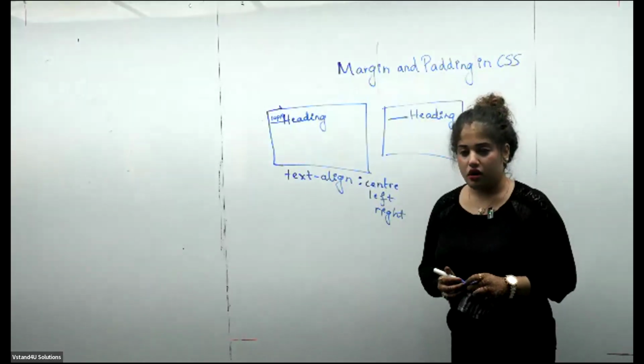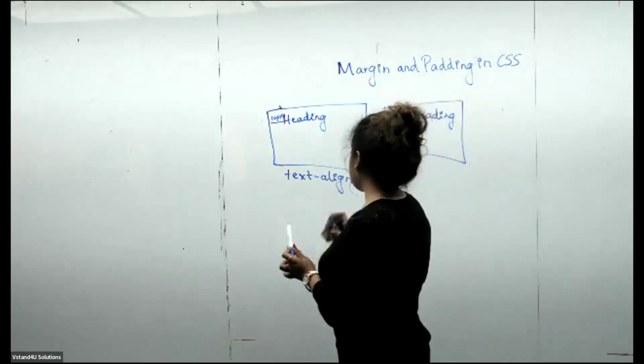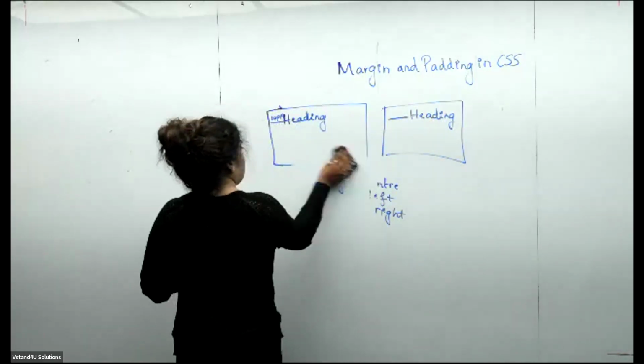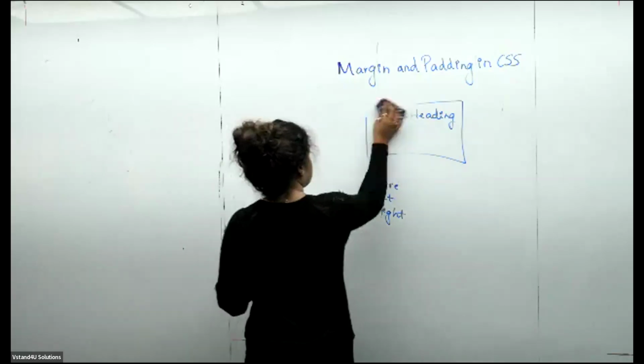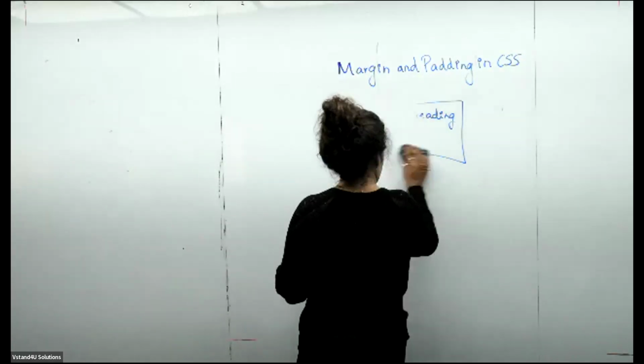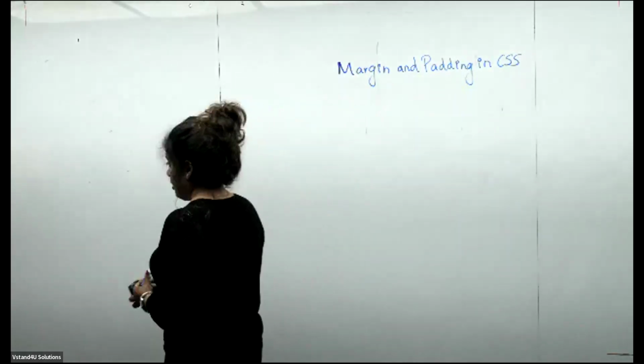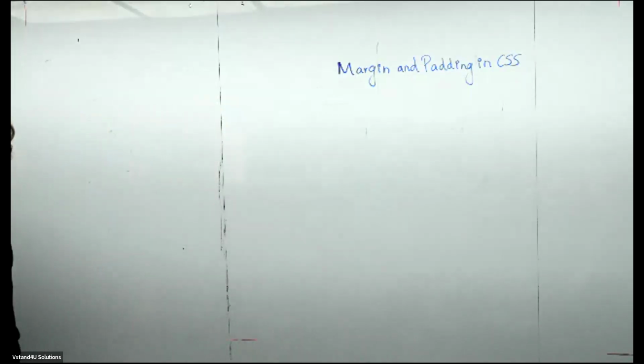Clear? Done? Now let us consider one HTML structure. Let us consider online students. Are you understanding? Online students.